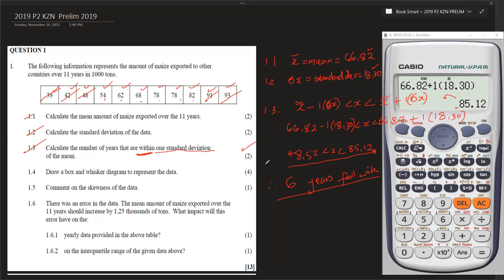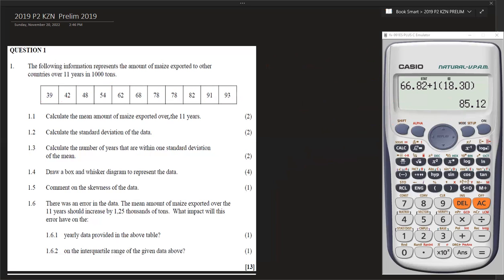Okay, so on 1.4, they want us to do, let me just write our answers here. Maybe we might need them. So the mean is 66.82. This is 18.30. This was 6 years. Okay, let's go here.